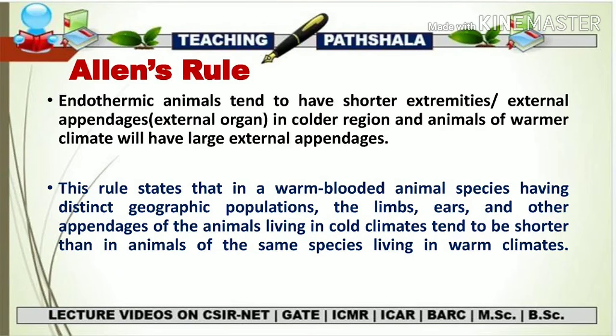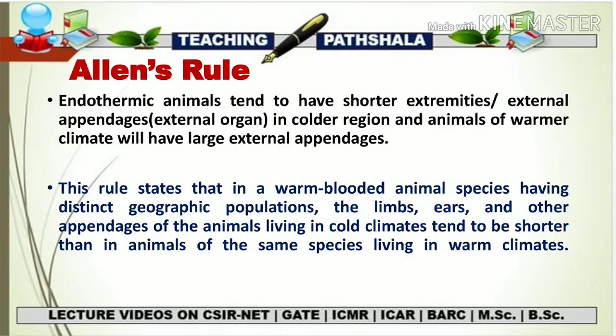And if we talk about Bergmann's rule, that concept was totally related to the size of animals: if a particular animal is living in a colder area, what will be its size and volume. In fact, we have dealt with the surface area to volume ratio concept also. So all that concept is related to Bergmann's rule. But Allen's rule focuses on the size of external appendages or external organs that particular organisms have depending upon their different regions.